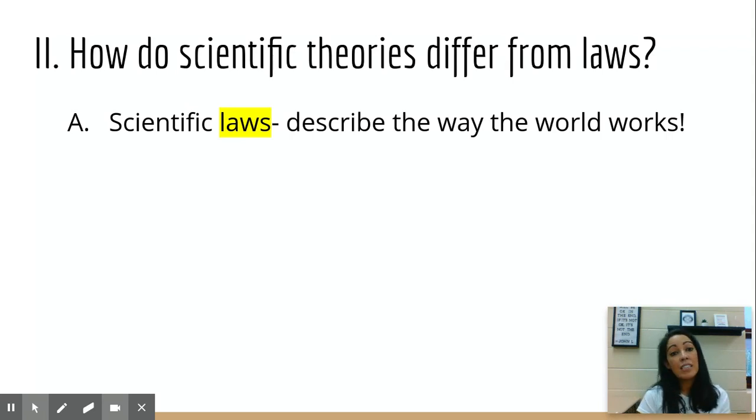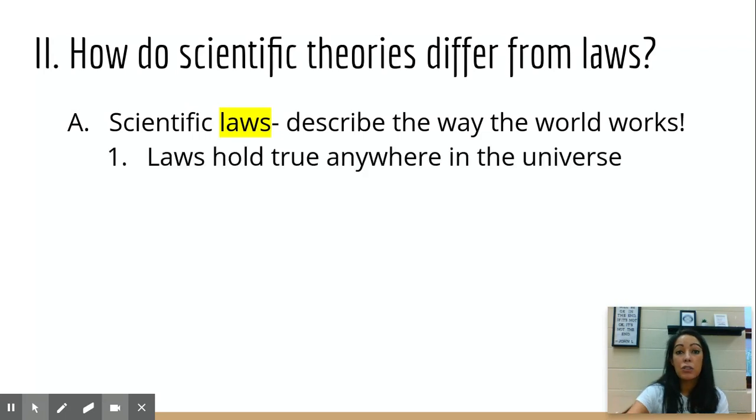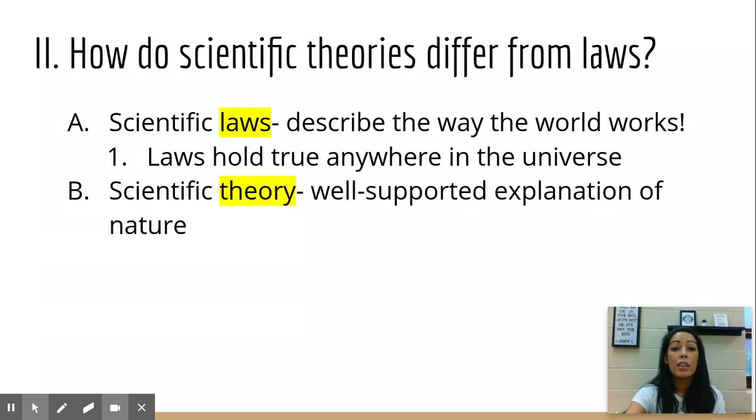Well, in science, a law is something that describes the way the world works. They hold true all the time, no matter where you are in the universe. There is no breaking this rule. So scientific laws are true. It's a fact that describes how something works. A theory is a good explanation of why those things work. We call it a well-supported explanation of nature.